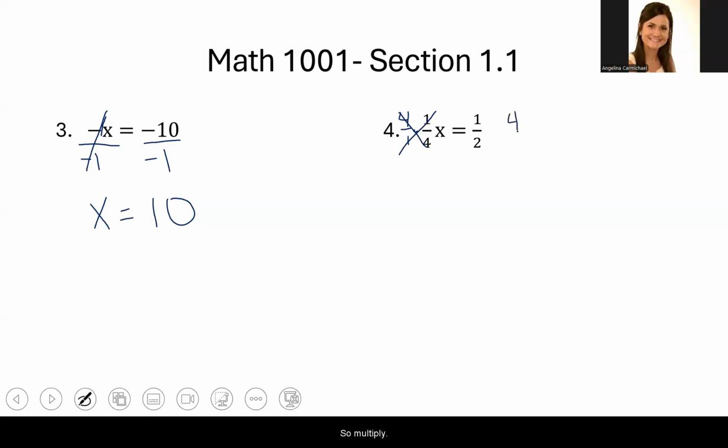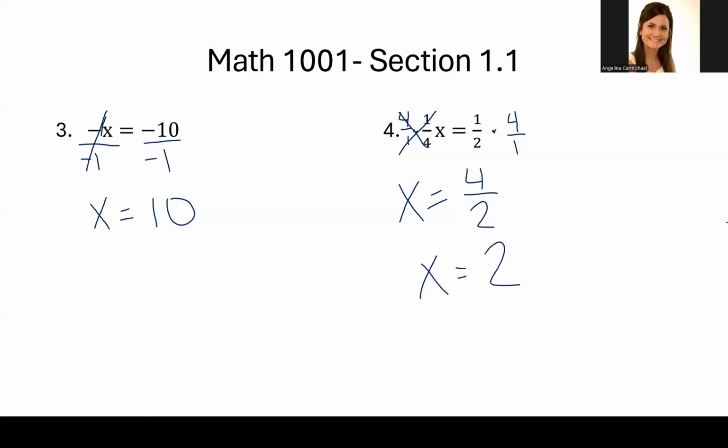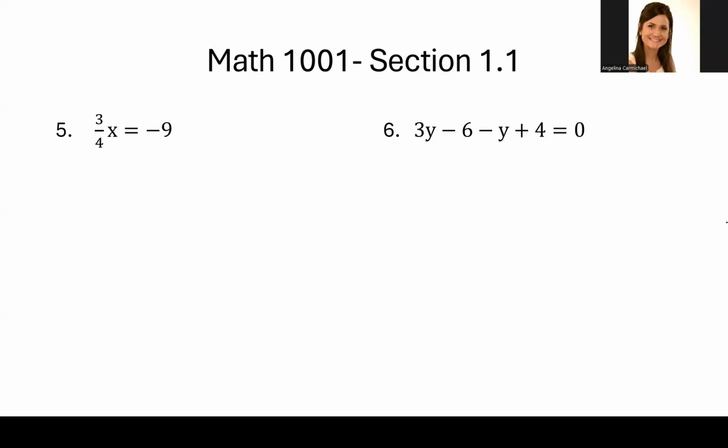So multiply by 1/4, so 4 over 1. Bring down your x, bring down your equal. Multiply the top. 1 times 4 is 4. Multiply the bottom. 2 times 1 is 2. 4 divided by 2 equals positive 2. So x equals 2.